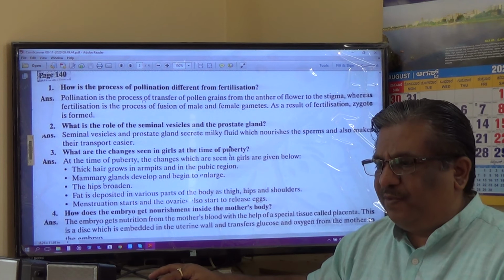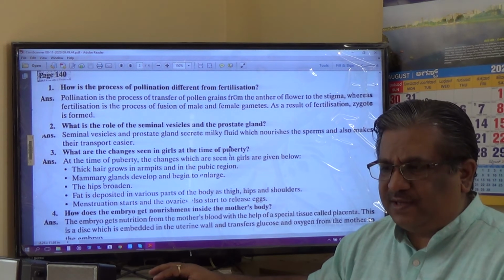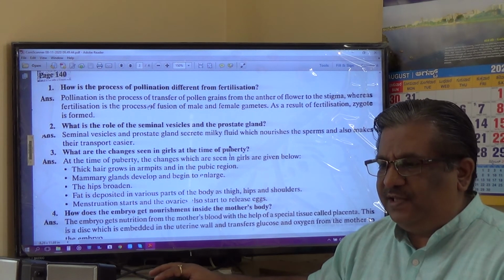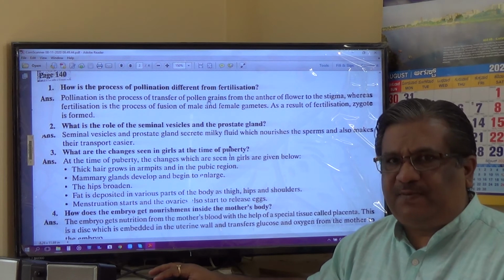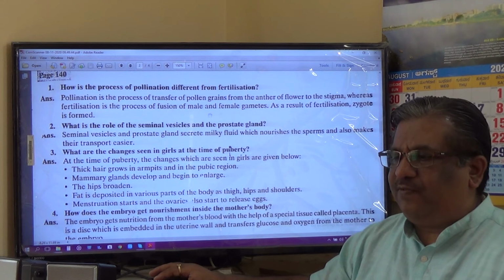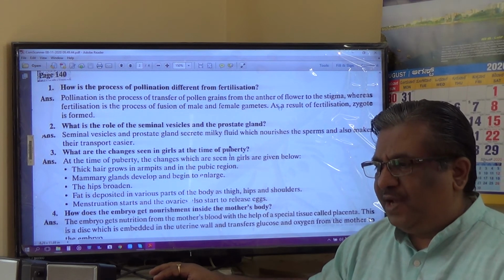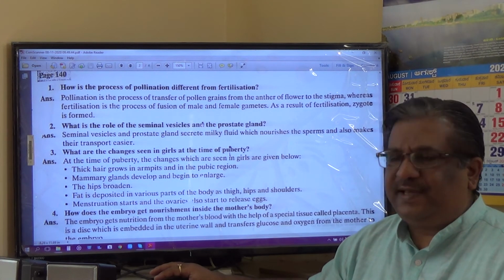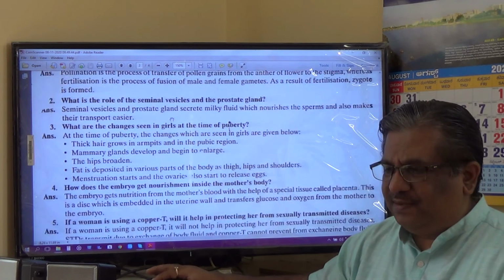How is the process of pollination different from fertilization? Pollination is the process of transfer of pollen grains from anther to stigma, whereas fertilization is the process of fusion of male and female gametes. As a result of fertilization, zygote is formed. So this is a simple answer.